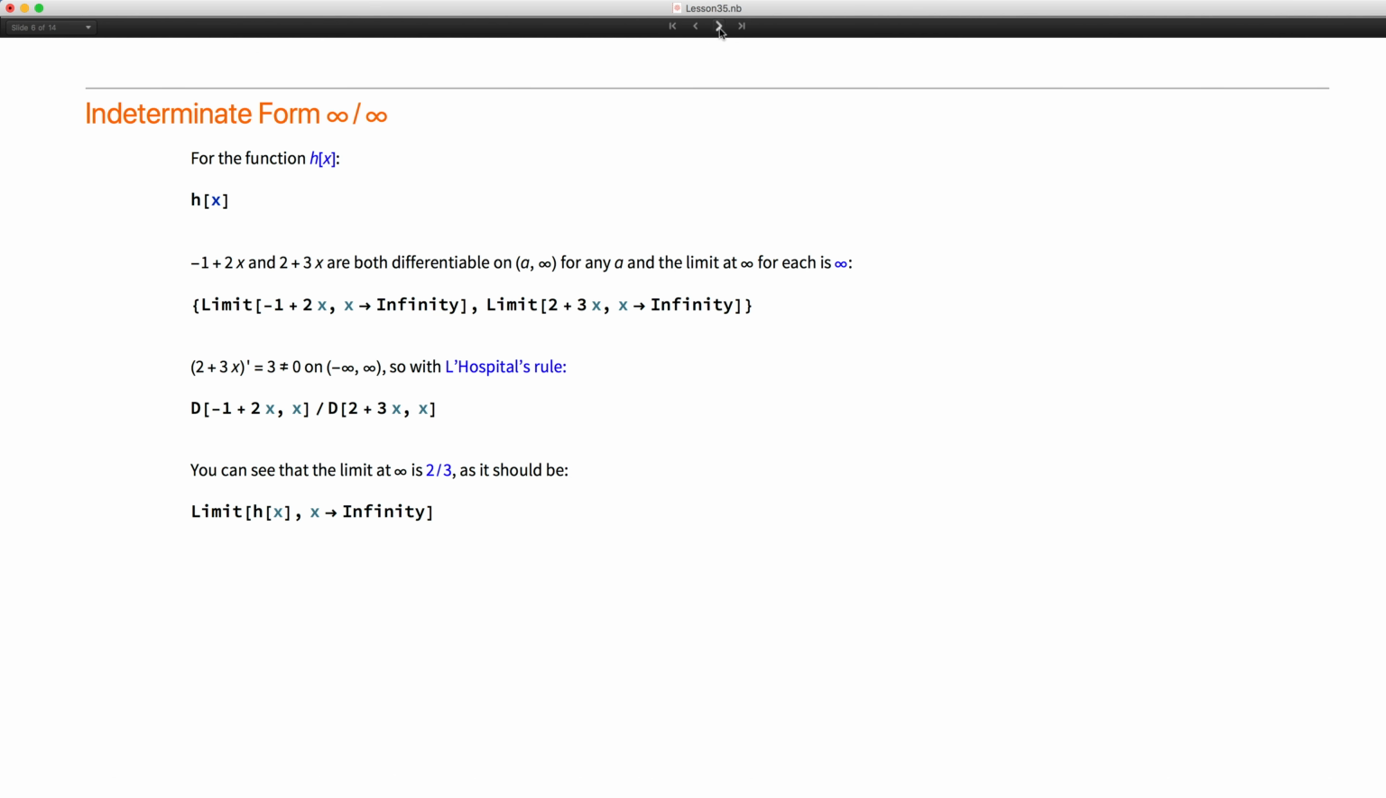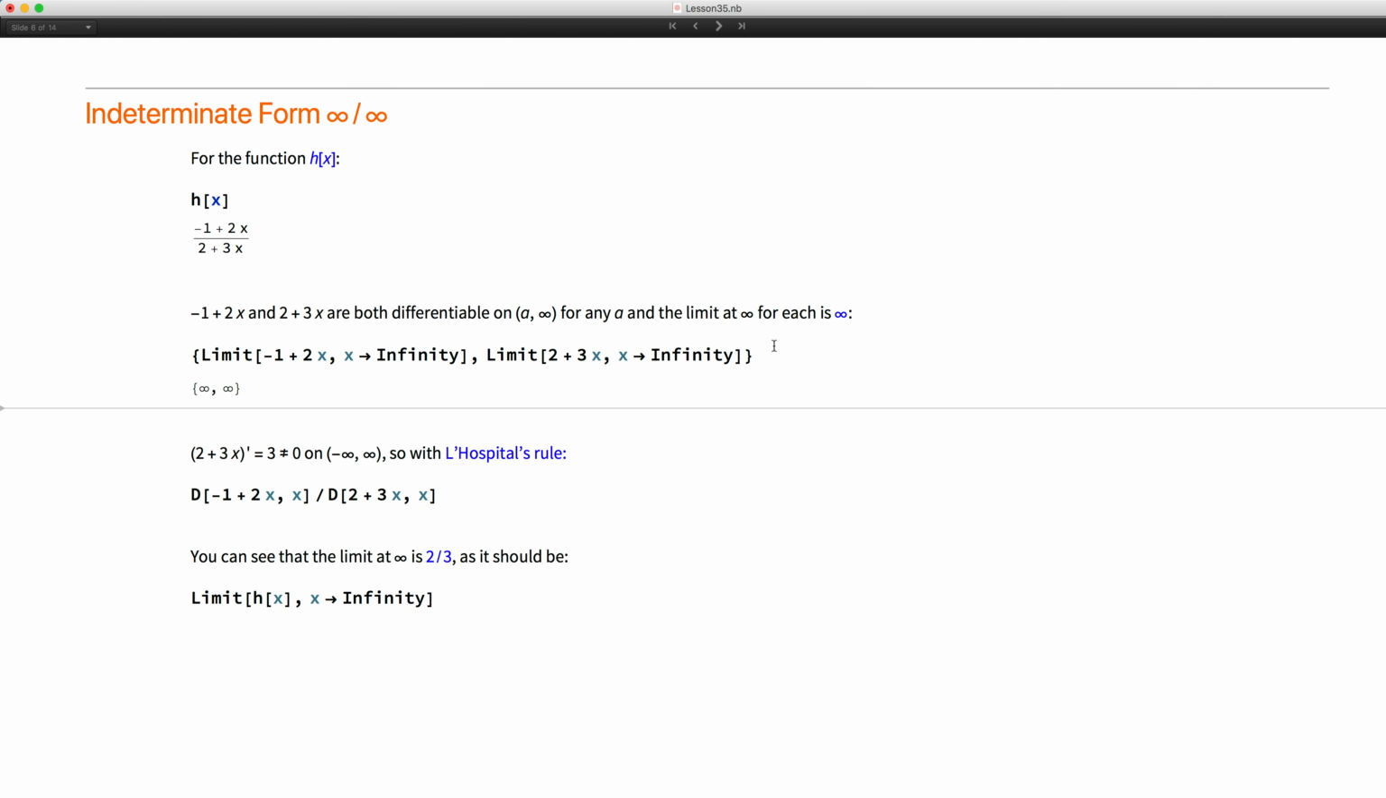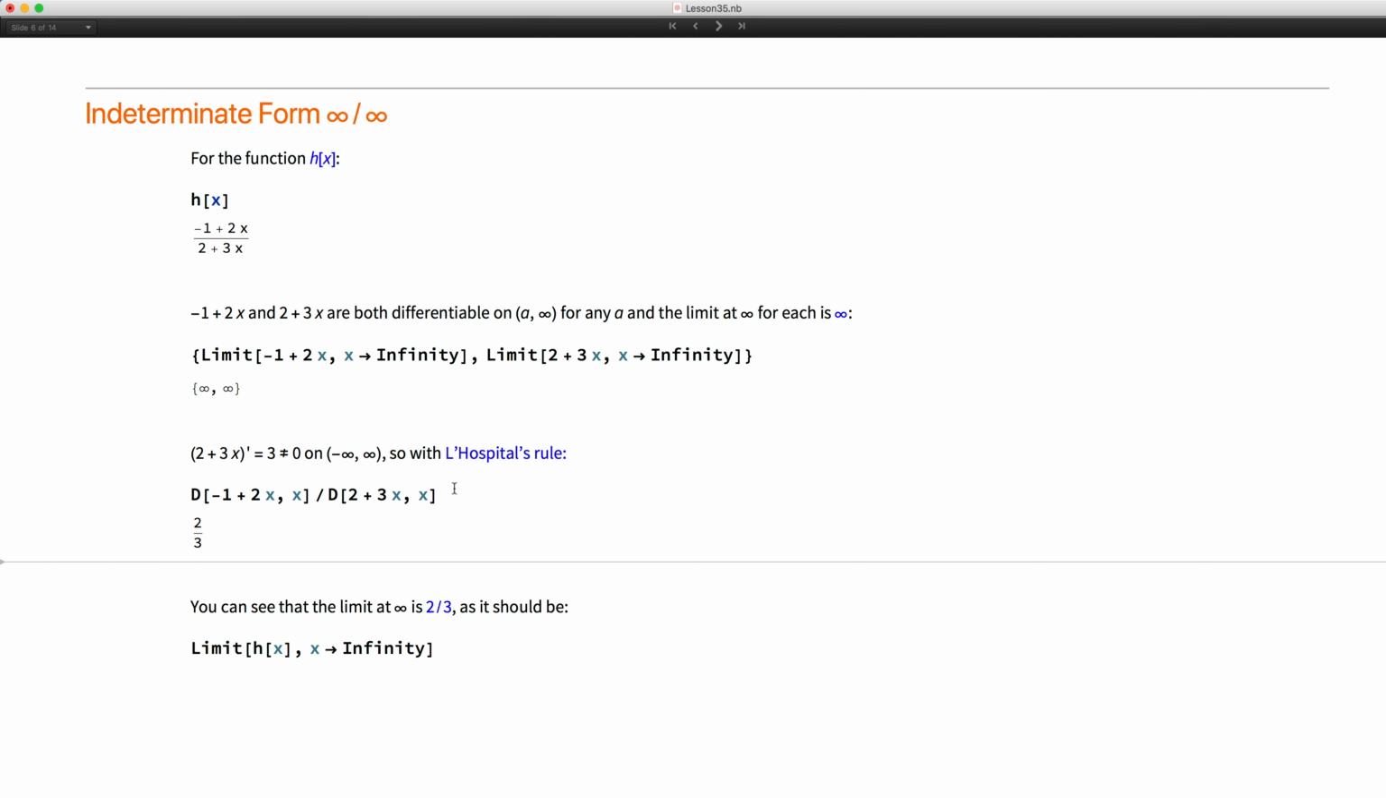Okay, next, if you go on to infinity over infinity, like with the function h, then you have 2x plus 1 over 3x plus 2. So you work out the limits, and they are both infinity. But if you take derivatives and take a quotient, then you just get back 2/3. And so the limit of the function h is just 2/3.